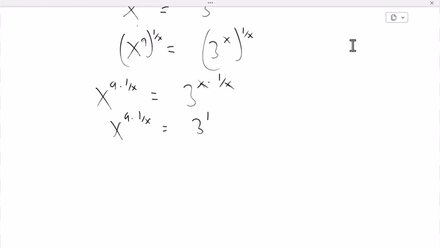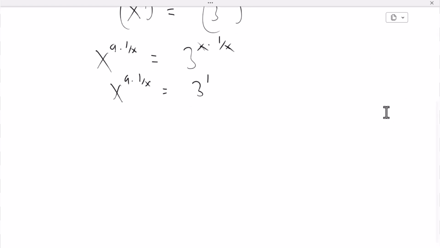Good. Now over here we need to get rid of this 9 also if we are sorting numbers to one side. So to do that, I'm going to say that I have the expression x to the power 9 multiplying 1 on x, that entire expression raised to a power 1 on 9 to be equal to, whatsoever you do to the left hand side, I must do the same thing to the right hand side. So I'm going to have 3 to the power 1 also raised to the power 1 on 9.